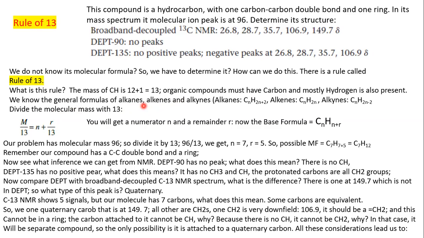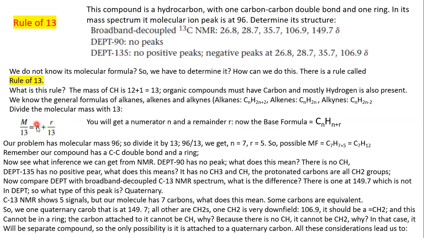Okay, for example, in this particular compound, the molecular mass is 96. So what should we do? Just divide your molecular mass by 13. Okay, simple. Rule of 13 is simple. Divide your molecular mass by 13, and as a result, you will be having these things.